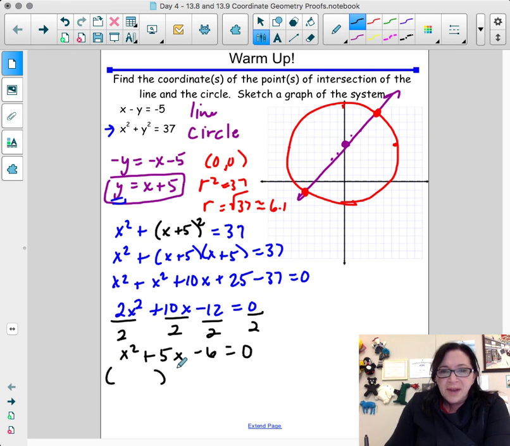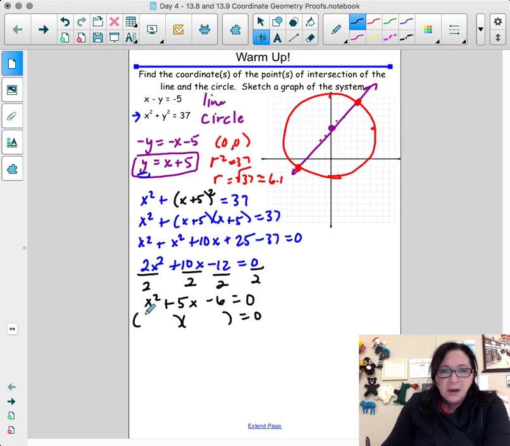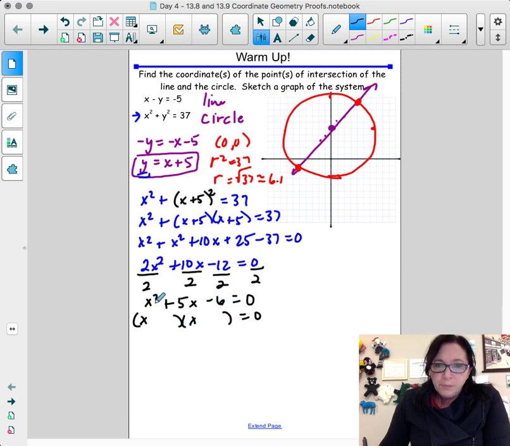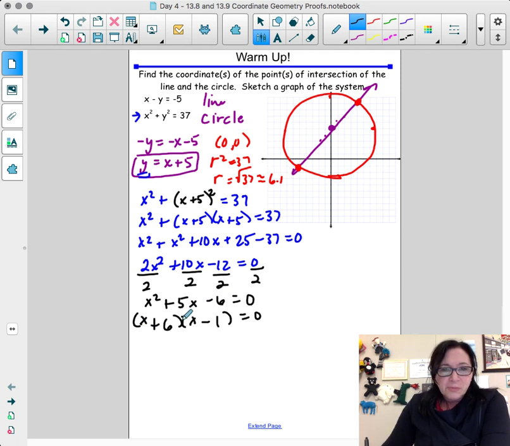And I'm going to factor. I could use the quadratic formula. That would be completely fine. But I'm going to just factor because I noticed that I can say either negative 6 times 1 or positive 6 times negative 1, because 6x and negative x add up to be positive 5x. Split this up. I have x minus 1 equals 0, so x equals 1. I have x plus 6 equals 0, so x equals negative 6.